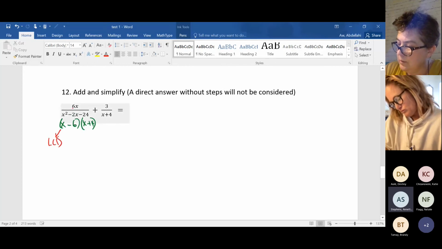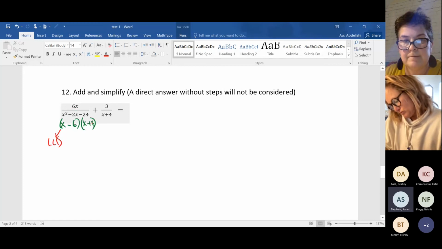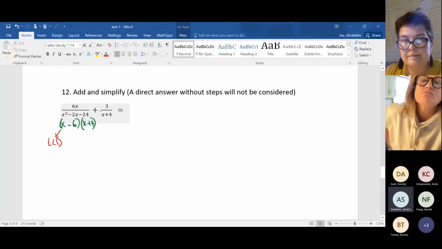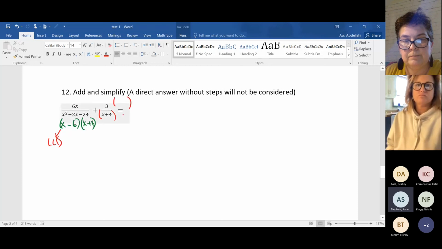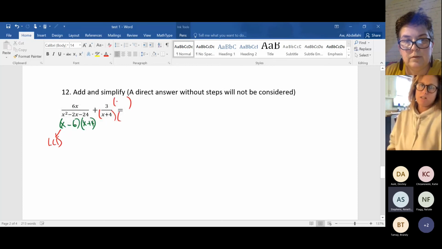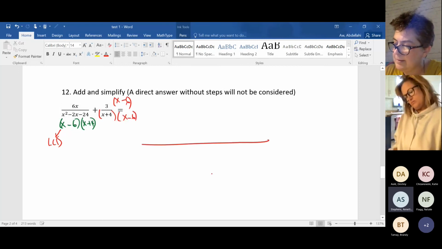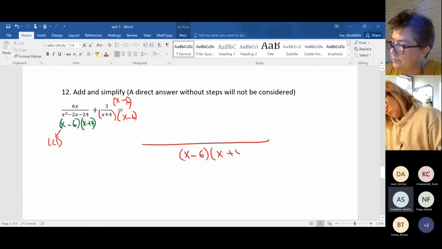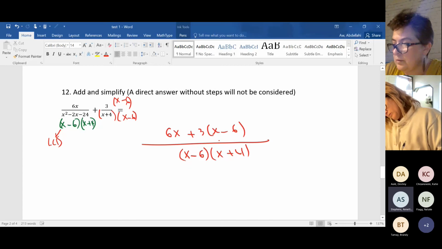So since the first fraction has the LCD already, I don't need to mess with it, right? But I'm going to mess with the second fraction. I need to multiply and divide by what? X minus 6. X minus 6, thank you. Once I do that, I get a single fraction like this. At the bottom, I have the LCD, and at the top, I have 6x, which didn't change, plus 3 times x minus 6. You see? I added right here.